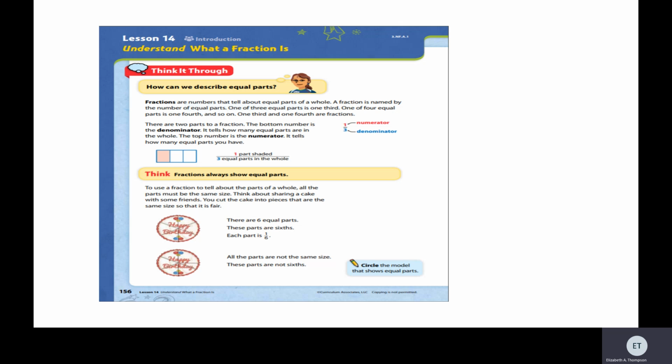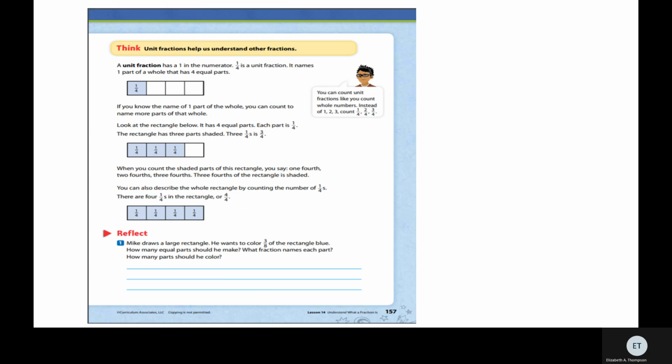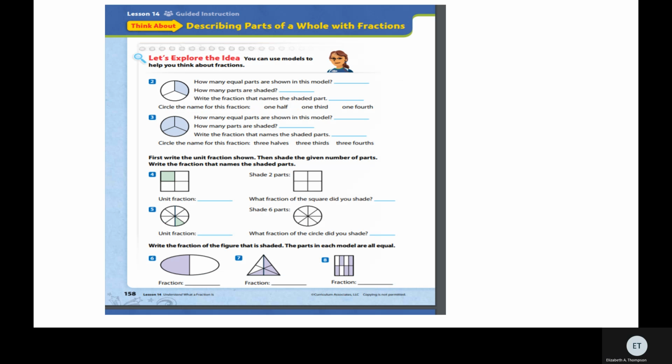I'm going to begin today on page 158 in your instructional workbook, sorry. We're going to explore the idea of using models to help you think about fractions. For number 2, it says how many equal parts are in this model?